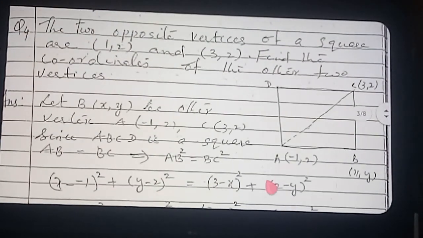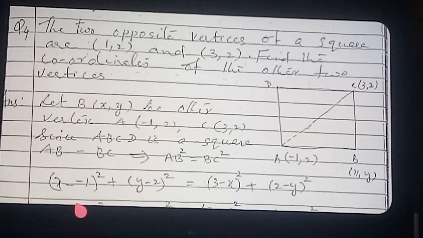Listen here. The 2 vertices of the square I already marked here, and for the third vertex I take B as (x, y). So let B(x, y) be the other vertex. Very clearly you can say that AB, BC, CD, DA are all equal. Therefore, first I write AB equals BC, which means AB square is equal to BC square.